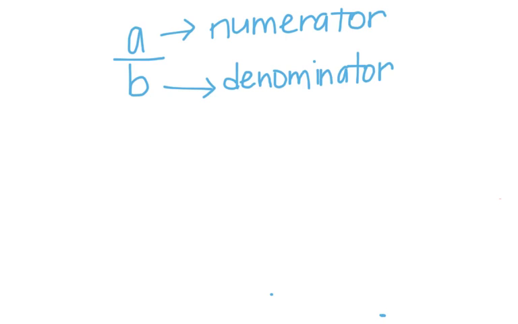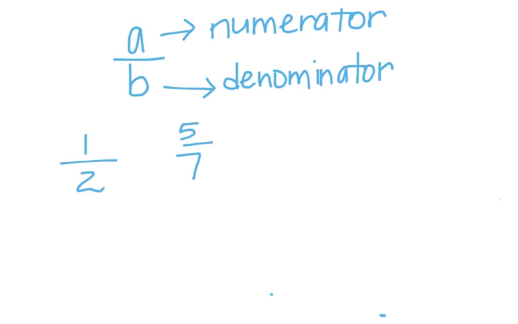So an example of a proper fraction would be 1 over 2, since 1, which is the numerator, is less than 2, which is the denominator. Another example could be 5 over 7. 5, which is the numerator, is also less than the number 7, which is the denominator. So these two examples will be examples of proper fractions.